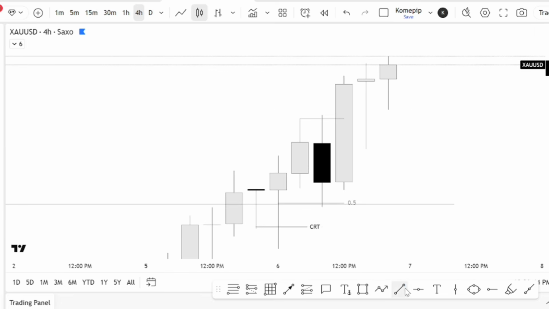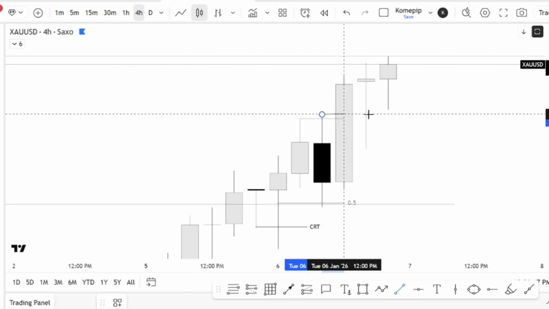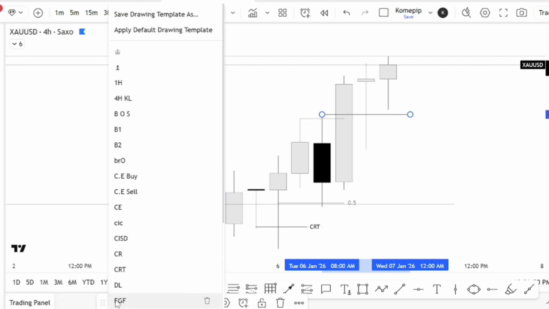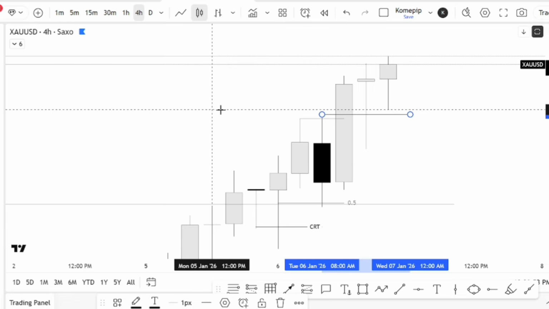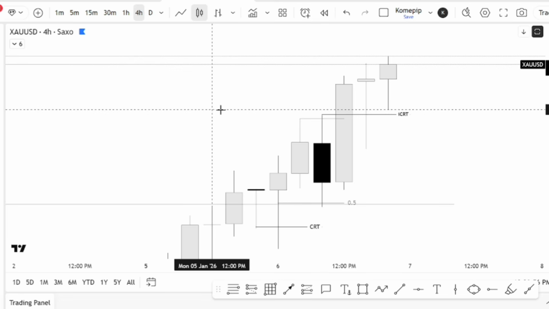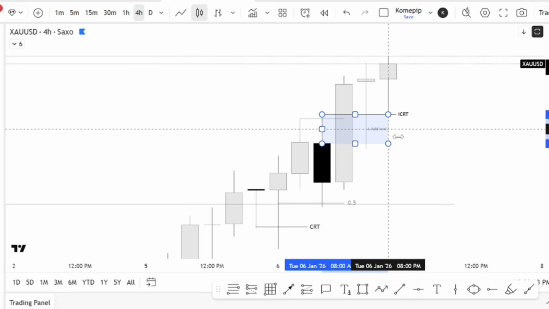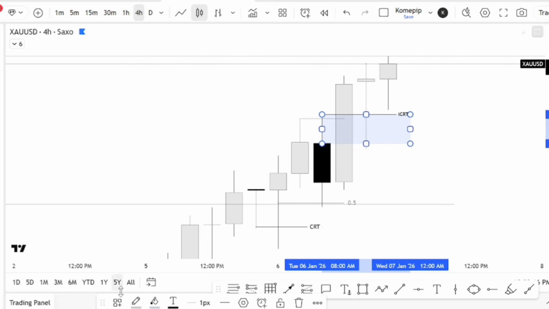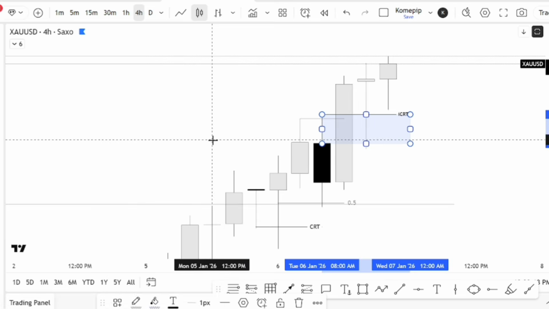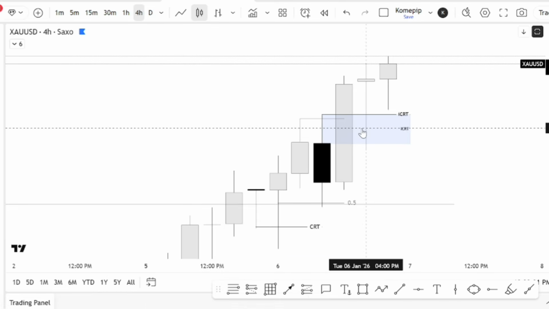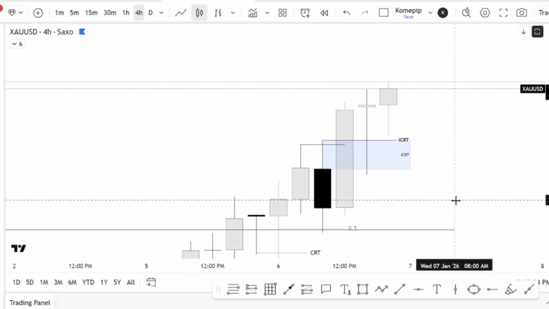So what do I do? As a matter of fact, this is what I call the Komepips ICRT. So we have this as the Komepips ICRT. For those of you who don't understand what ICRT is, it is a concept that was created as a result of deep research by the Komepips community. All right, so by having said this, this is very, very important. Why? Because this is going to serve as the foundation to my setup. So anything I want to do is in line with this framework which we already have here.